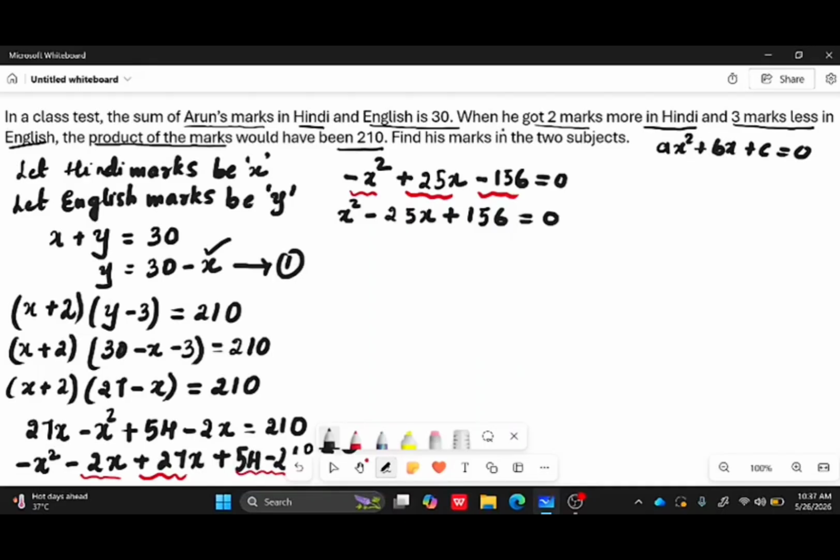The product, when you multiply, that is 156, and when you add or when you subtract, you have to get minus 25. So if you're finding difficulty, you can use the LCM method.